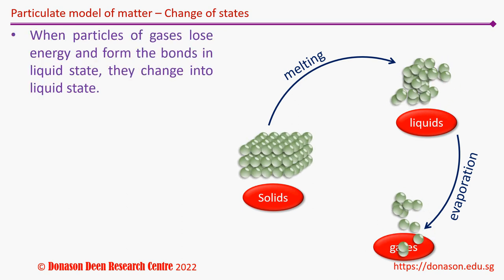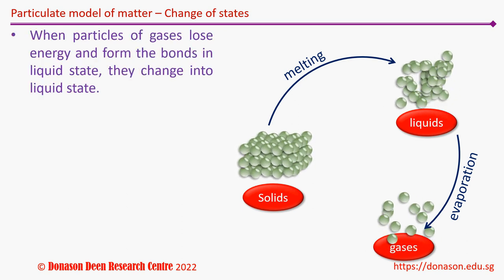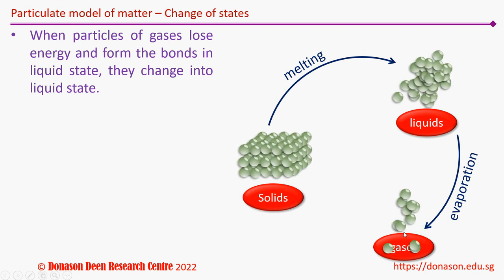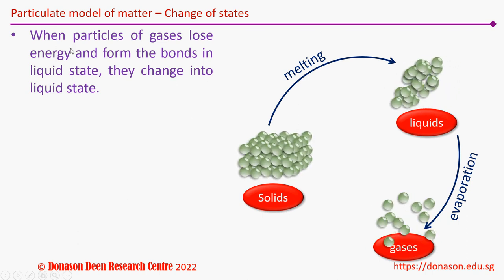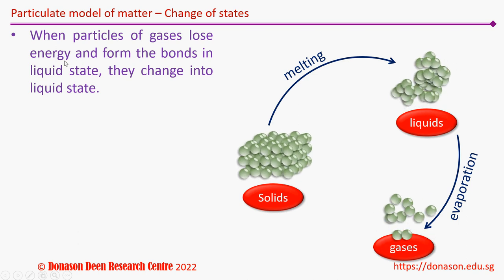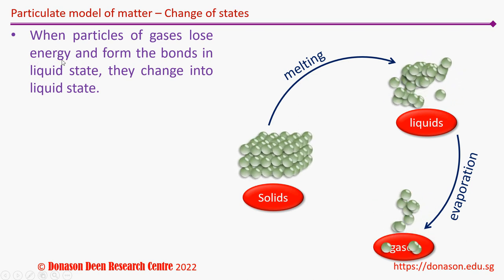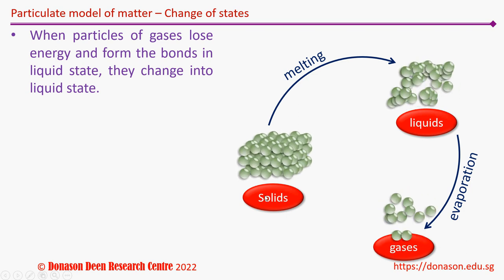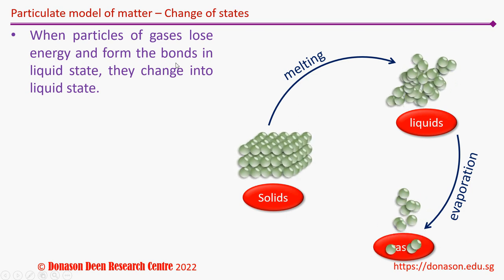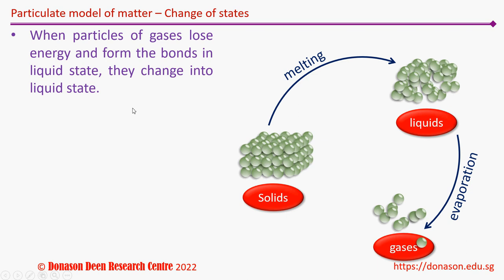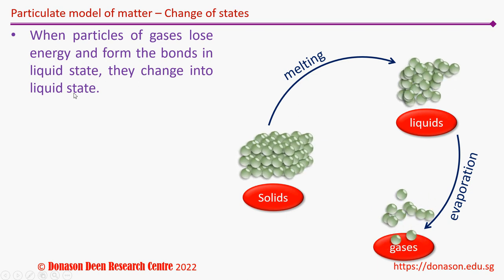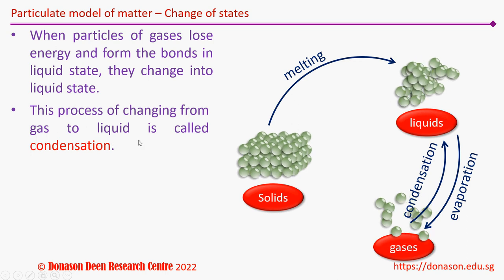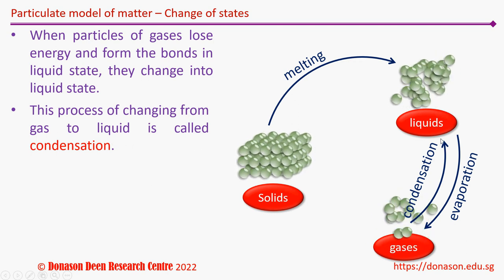How about if you want to go the other way around? What happens when particles lose energy? When particles of gases lose energy, of course they're going to move much slower. When they move much slower, they're going to move closer to each other, and when they move closer to each other, they're going to form the bonds. And when they start to form the bonds, that means they're going to be attracted to each other, and they're going to enter into liquid state. The process of changing from gaseous state to liquid state is what we call condensation.